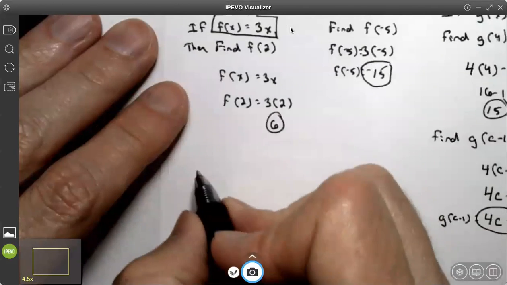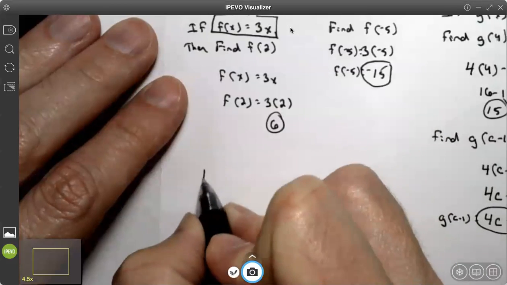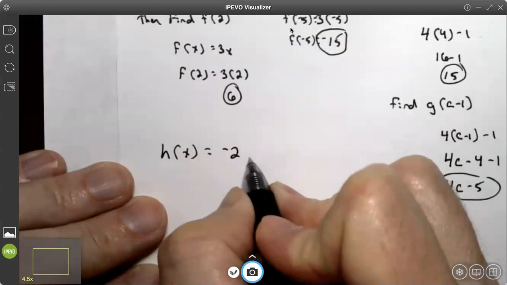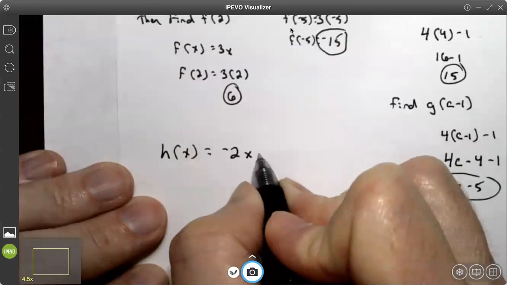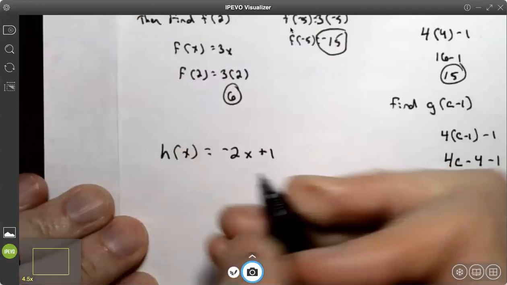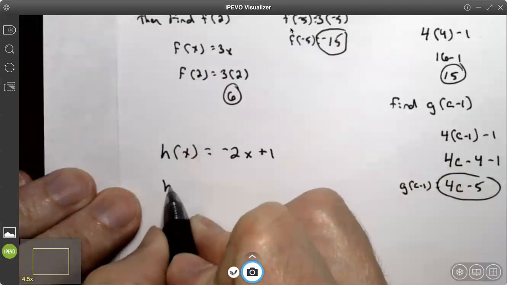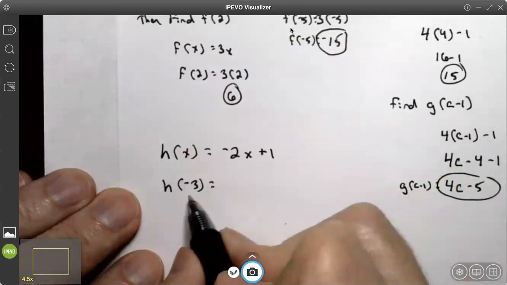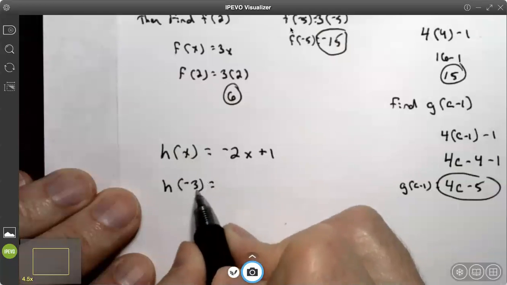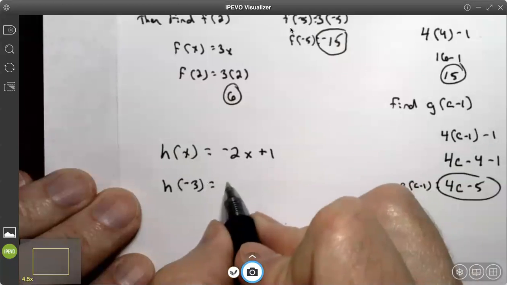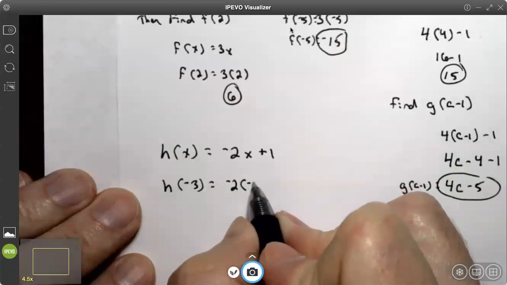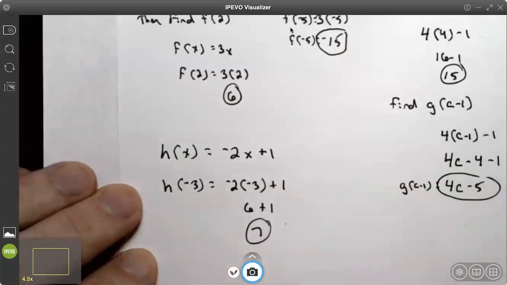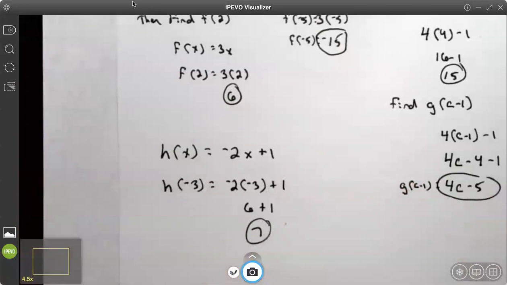Let's look at another really easy one. If h of x equals -2x plus 1, then find h of -3. All right. If I replace this x with -3, then I have to replace all my x's with -3. So this is going to be -2 times -3 plus 1, which is 6 plus 1, and your answer is 7. That is how you find function values.